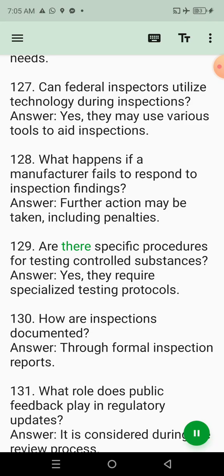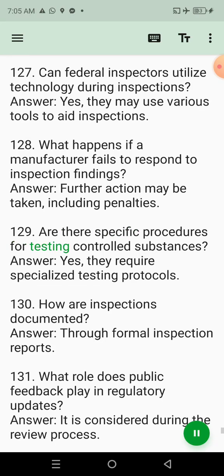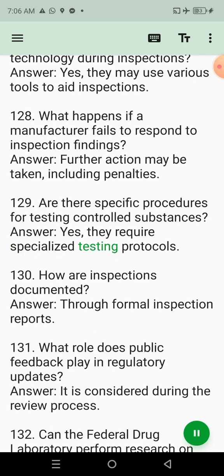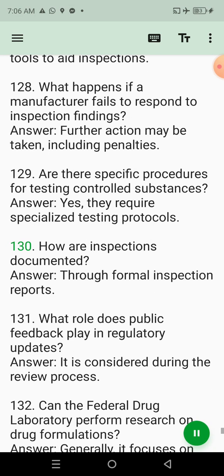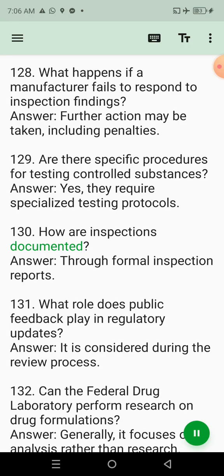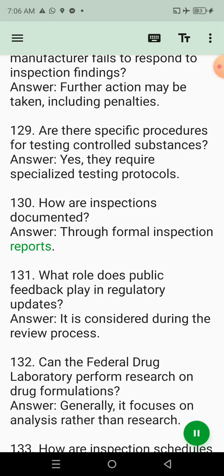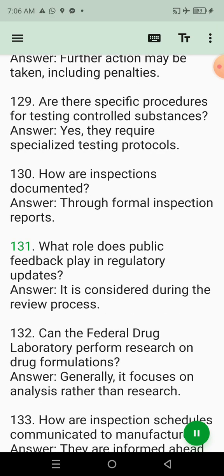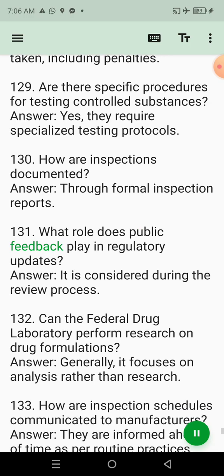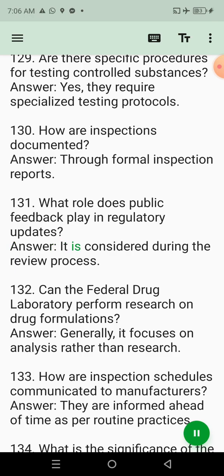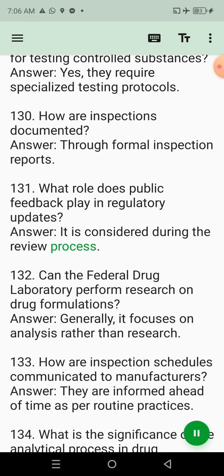129. Are there specific procedures for testing controlled substances? Answer: yes, they require specialized testing protocols. 130. How are inspections documented? Answer: through formal inspection reports. 131. What role does public feedback play in regulatory updates? Answer: it is considered during the review process.